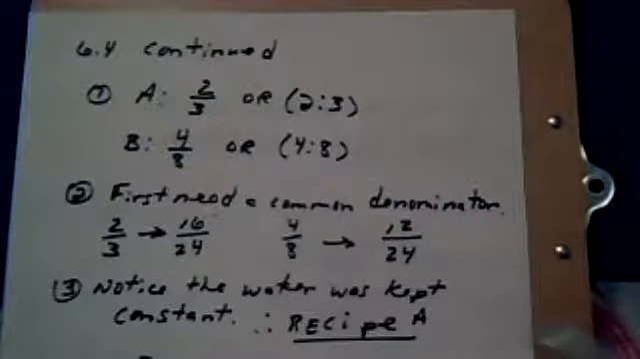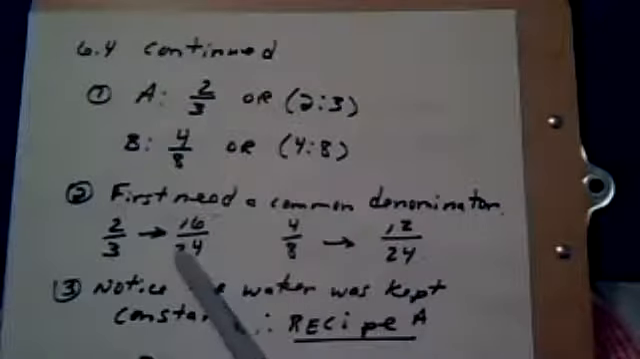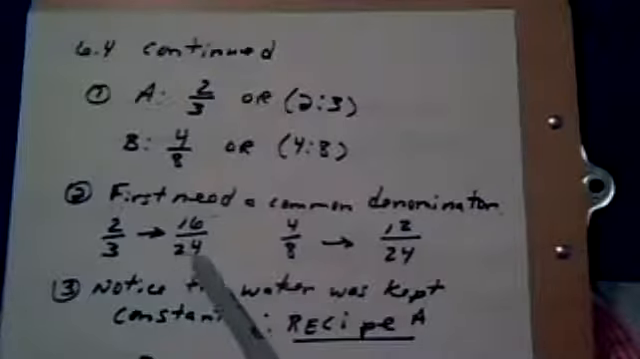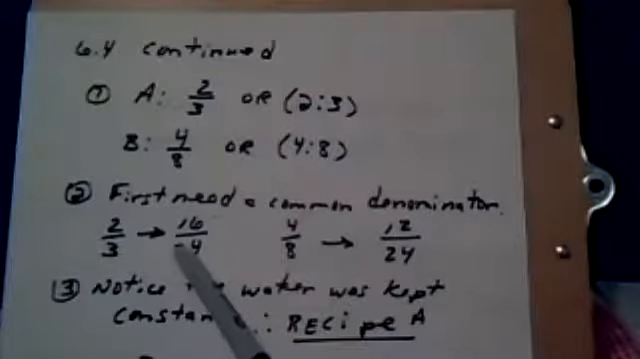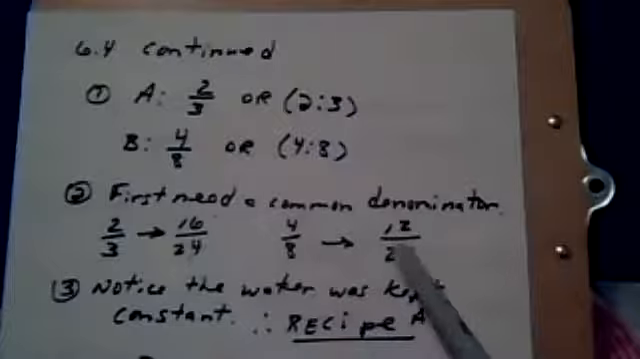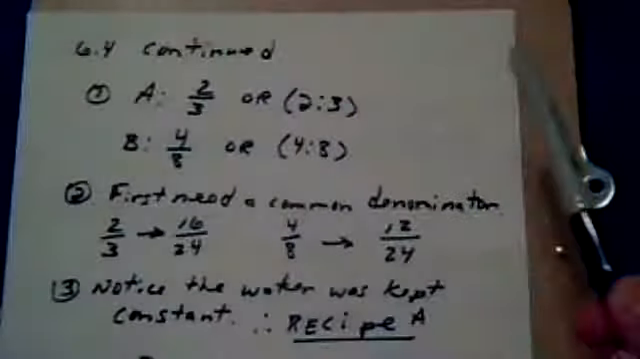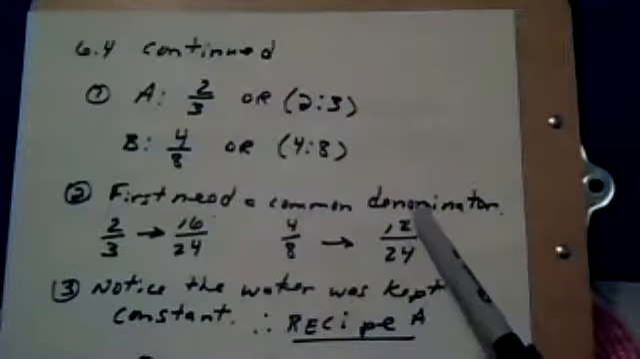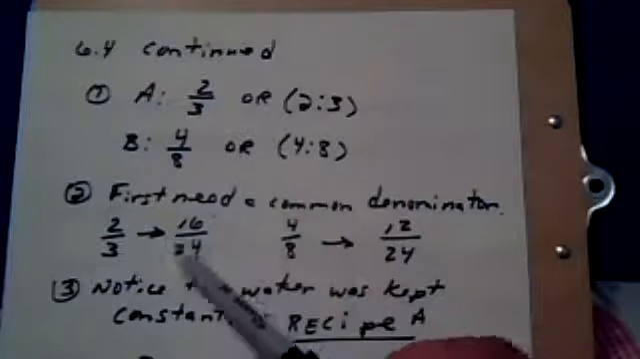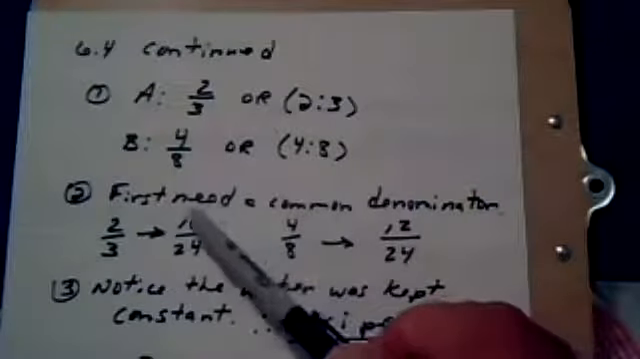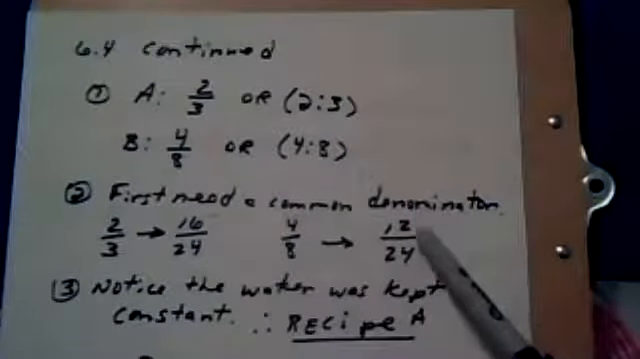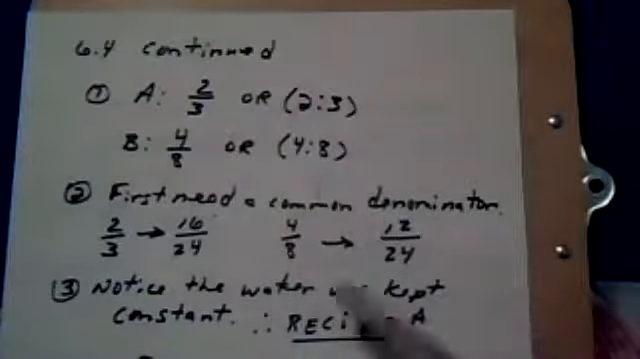Well, this bottom one is the water. We kept the water the same. So the one that has more orange is the one that's going to be more orangey. So 16 is greater than 12. And the top number represents the orange concentrate. So the water is the same, but this one has more orange than the B recipe. So the A recipe is more orangey.